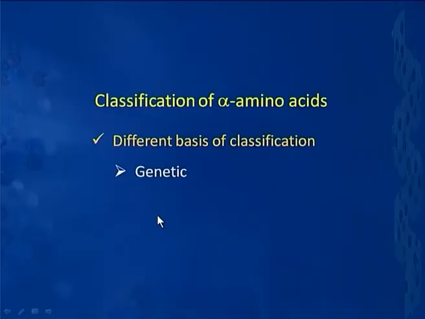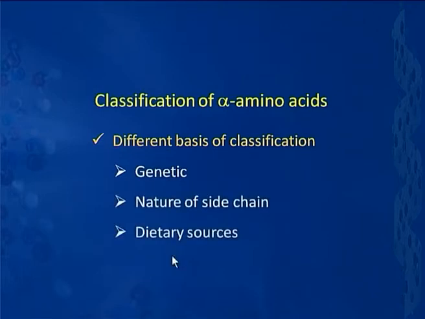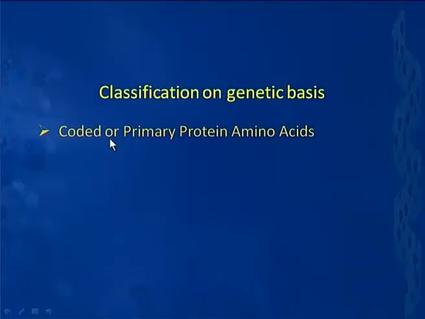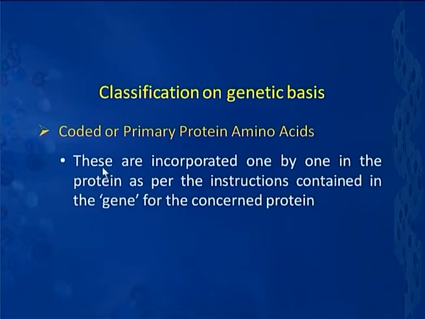There are different bases. The first basis is the genetic basis, which we will talk about a little while from now. The second is the nature of the side chain. The third one is the dietary source. Let us start with the classification of alpha amino acids on a genetic basis. On a genetic basis, there are basically 2 classes. The first one is coded or primary protein amino acids. As the name suggests, coded. What it means is that these are the amino acids for which the genetic code is available. And secondly, these are the ones which are incorporated one by one in the protein as per the instructions contained in the gene for that particular protein.